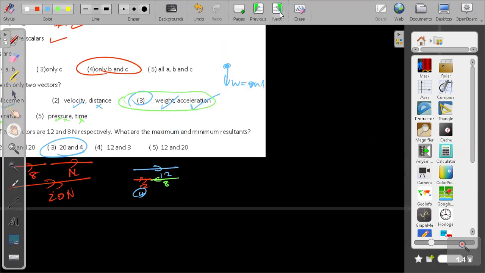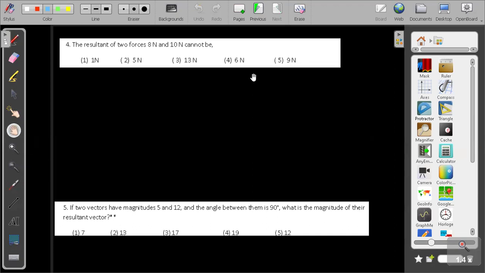Now let's move on to the next few questions. The resultant of two vectors 8 and 10 cannot be. I told you the maximum is 8 plus 10, just 18. The minimum is 2. Anything smaller than that can't happen. Anything bigger than that can't happen. So anything smaller than 2 cannot happen. We got that answer.